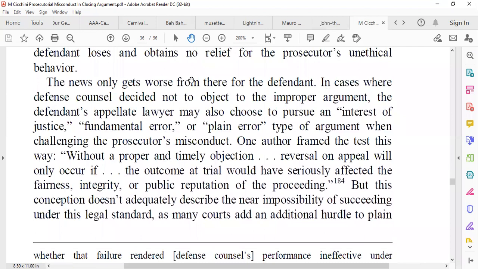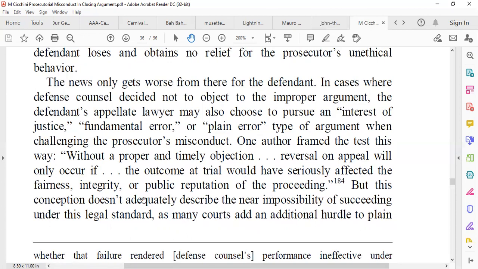The news only gets worse from there for the defendant. In cases where defence counsel decided not to object to the improper argument, the defendant's appellate lawyer may also choose to pursue an interest of justice, fundamental error, or plain error type of argument when challenging the prosecutor's misconduct. One author framed the test this way: without a proper and timely objection, reversal on appeal will only occur if the outcome at trial would have seriously affected the fairness, integrity, or public reputation of the proceeding.